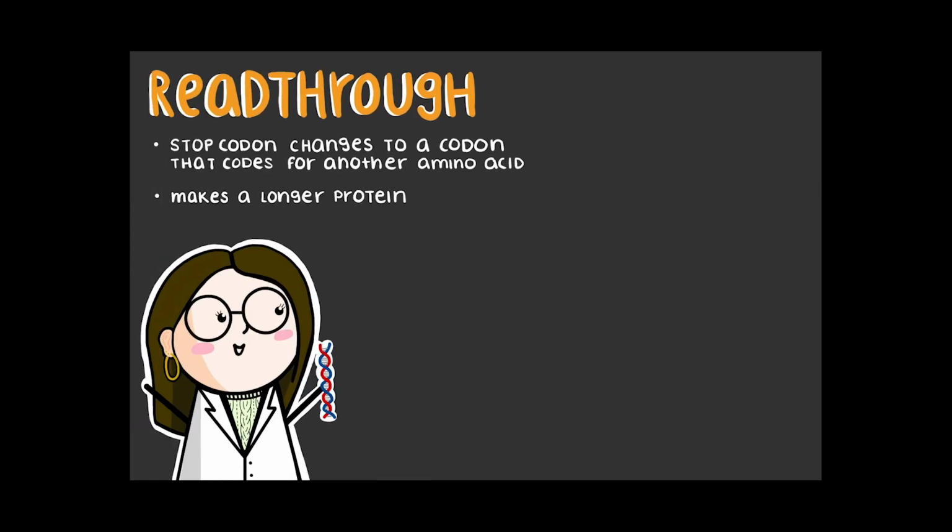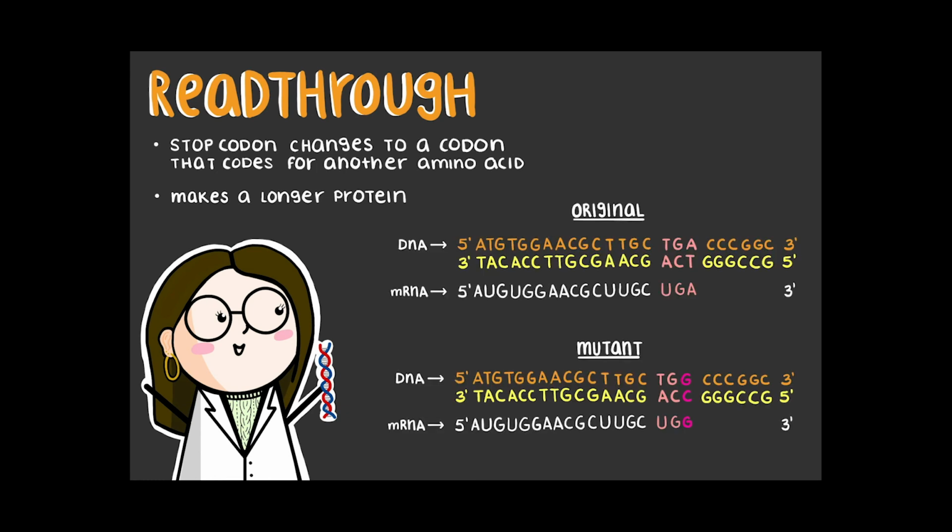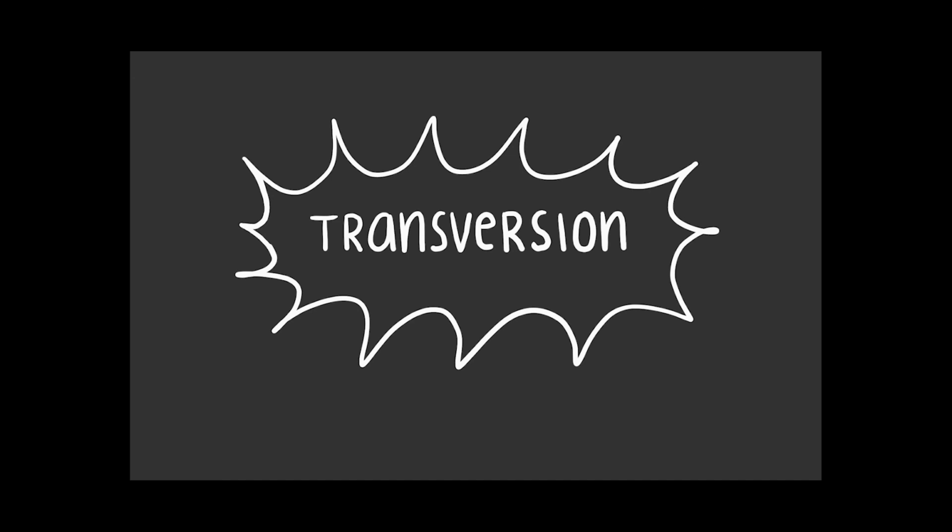Finally, we have the read-through effect, which causes the stop codon to change into a codon that codes for another amino acid, therefore continuing the translation and making a longer protein. As you can see here, TGA changes into TGG, which then gives us ACC and UGG, which codes for tryptophan rather than the stop codon we had originally. This effect also creates 2 new codons as translating continues, giving us proline and glycine. This indicates a transversion since it changes from a pyrimidine to a purine.